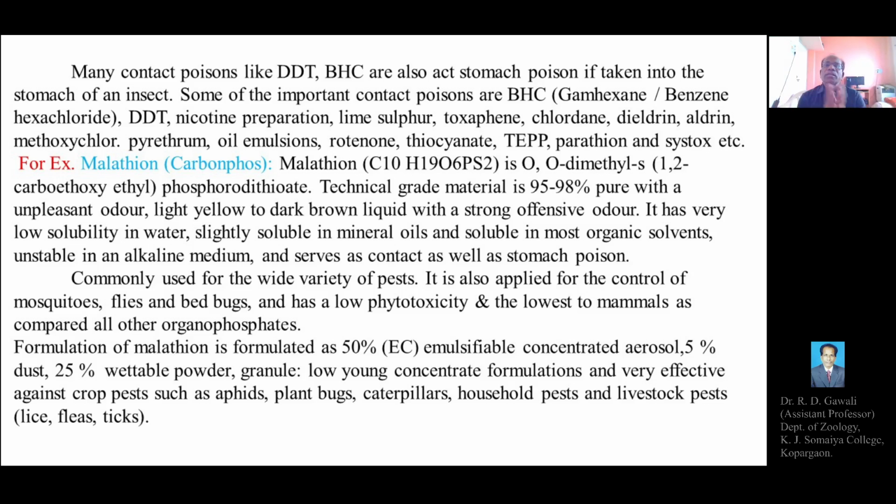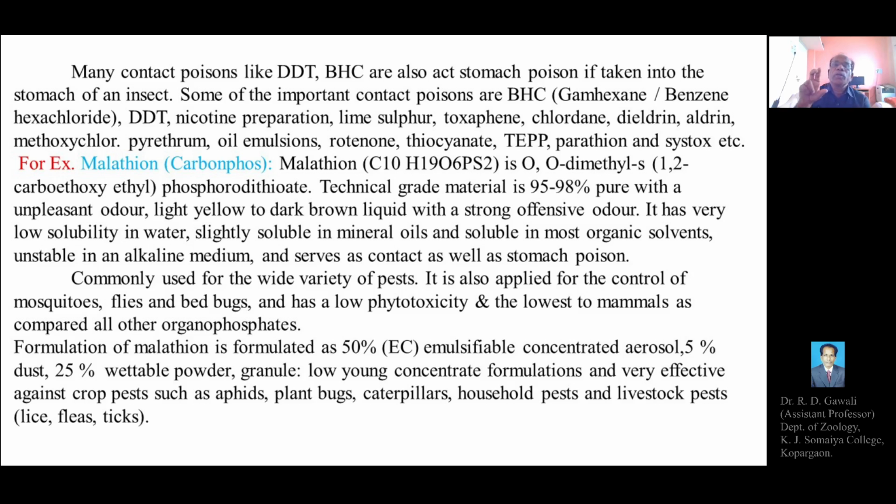These are the different properties and features of malathion, and it serves as a contact poison as well as a stomach poison. It is commonly used for a wide variety of pests. It is also applied for the control of mosquitoes, flies and bed bugs, and it has low phytotoxicity and the lowest toxicity to mammals compared to other organophosphates.